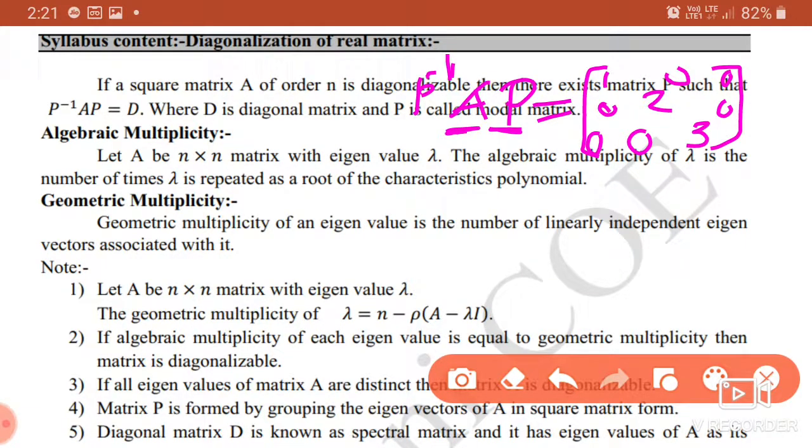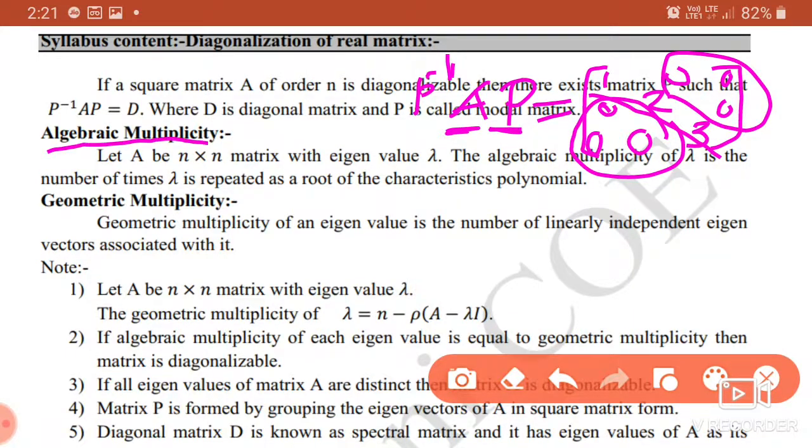A is the given matrix. So if we find P inverse multiplied by A into P, the answer will be a matrix whose diagonal elements are eigenvalues and non-diagonal elements are 0. This is called diagonalization. But for diagonalization, if we know the algebraic multiplicity and geometric multiplicity, we can find it easily.